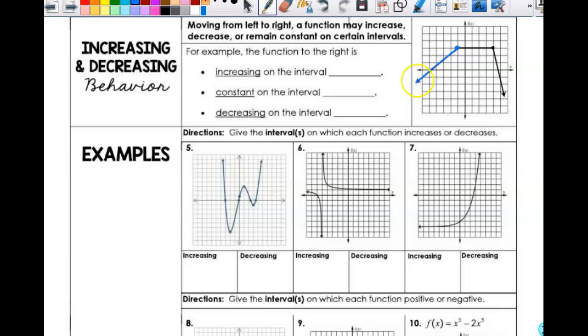So that means I'm increasing. I'm talking about y. My y's are increasing, but my x is going from left to right. So my x starts way out here at negative infinity, and it goes to negative 1. I'm increasing from negative infinity to negative 1. The fact that this y value is 3 means nothing. Then I remain constant from here to here. That's from negative 1 to 4. So from negative 1 to 4, it's constant.